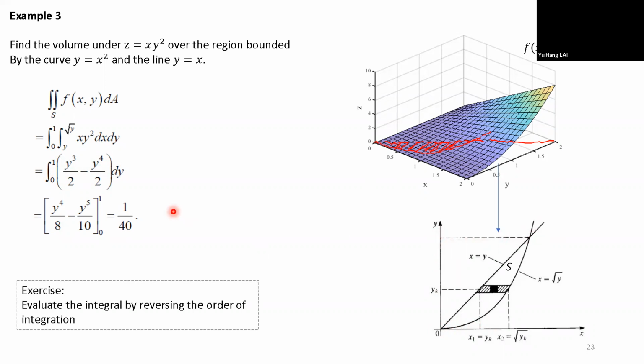So you can try by yourself to evaluate the integration by reversing the order. Reversing the order means that I need to cut it the other way. I want to cut it vertically. So I'll just give you the answer, but you can check to make sure that you understand this. Again, make sure that you understand the difference between these two limits and these two limits.